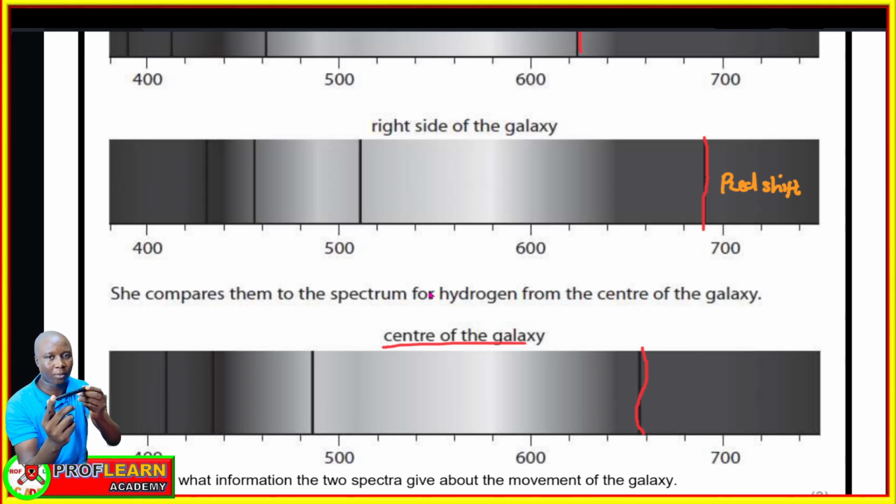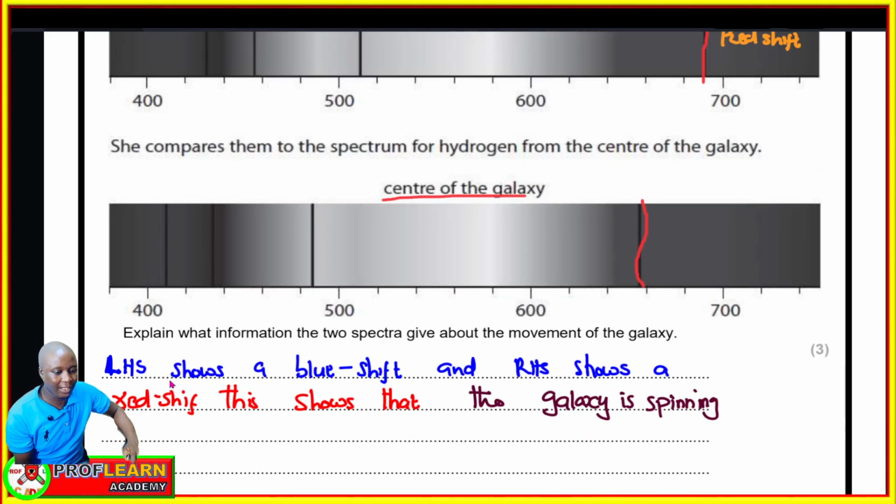This section will be approaching, this one will be moving away. So the one that is approaching will show a blue shift, and the one that is moving away from the observer will show a red shift. In that way, you can tell that the left hand side shows a blue shift, and the right hand side shows a red shift. This shows that the galaxy is basically spinning.